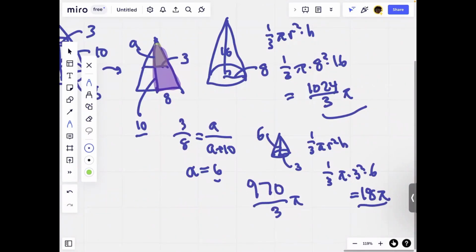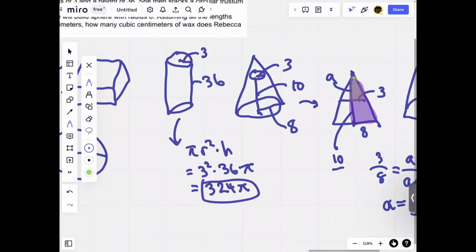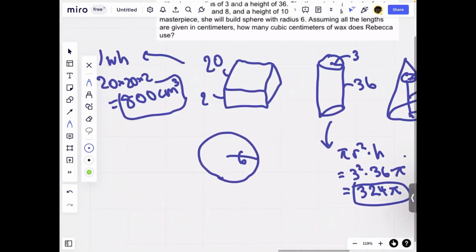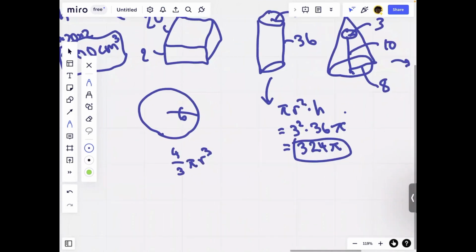So the volume of the frustum is this, the volume of the cylinder is this, and the volume of the base is this. Now let's calculate the volume of the sphere. The volume of a sphere is 4/3 pi r cubed. R is equal to 6, so it's 4/3 times pi times 6 cubed, which is equal to 144 pi.